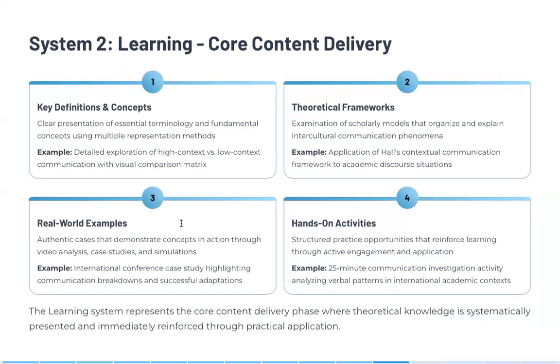Now, the second system is called the learning system, which is basically the core delivery of content. So here, students will get to know key definitions and concepts, theoretical frameworks, real-world examples, and practice the delivered input. For example, for the lesson of session 6, sorry, of verbal communication, students will explore in detail high context versus low context communication with a visual comparison matrix. And then they will know and understand and apply afterwards in the hands-on activities.